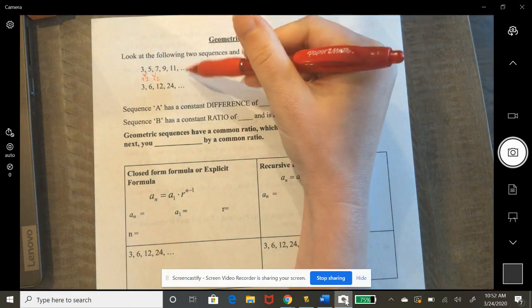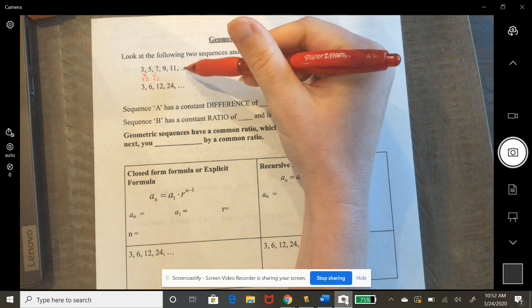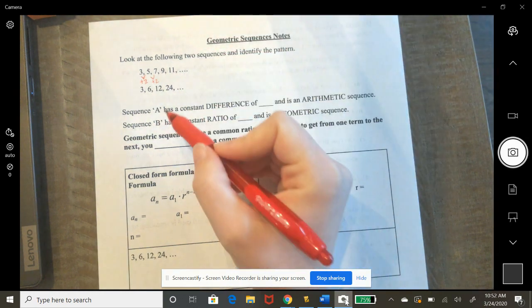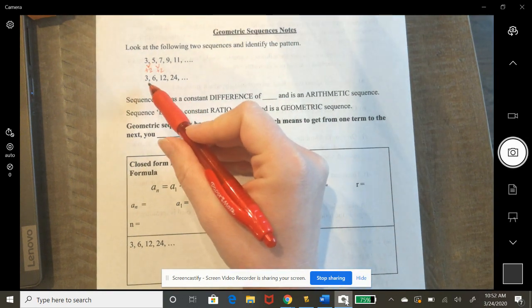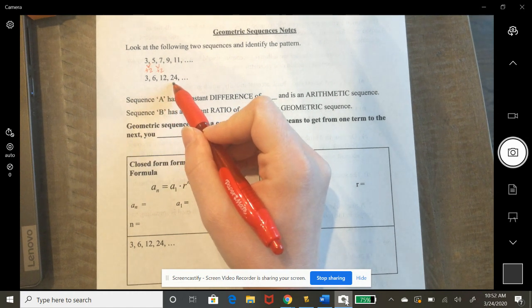Okay, so that would be our pattern. So if we wanted to find the next term, we would do 11 plus 2, that would give me 13, and so on. Okay, in our second sequence, 3, 6, 12, 24.